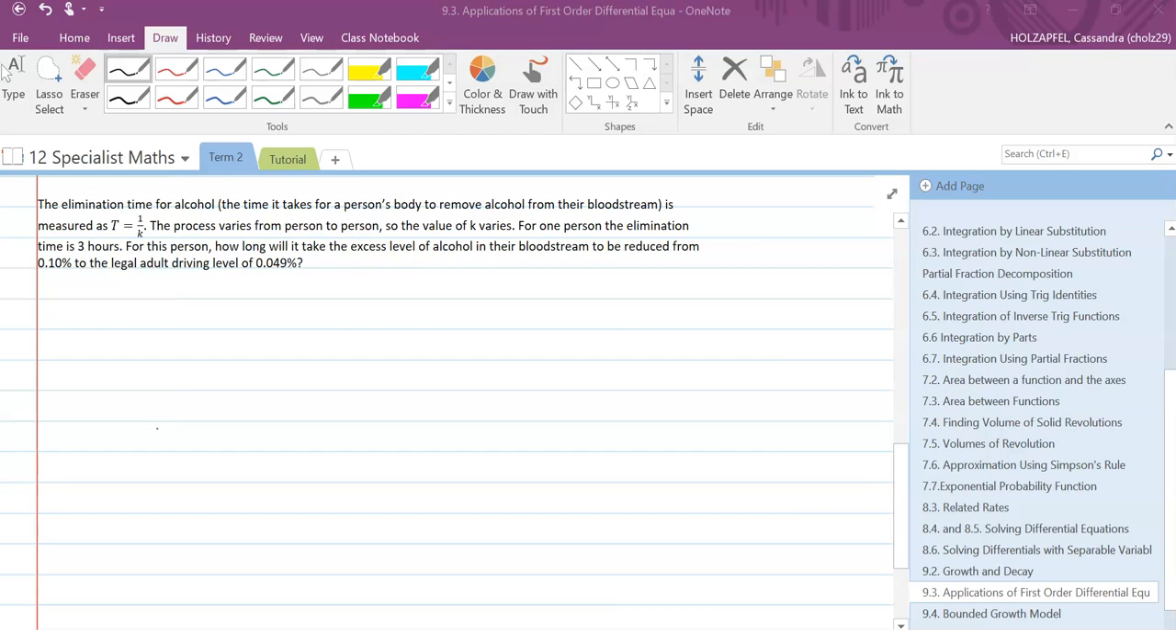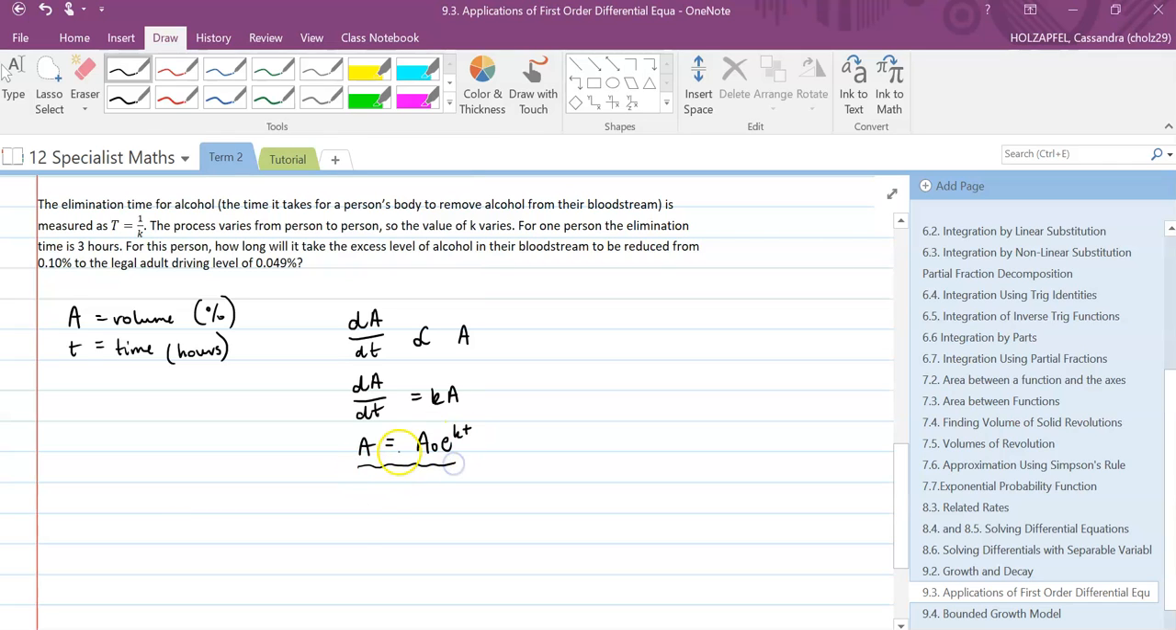So this doesn't necessarily sound like an application of a first order differential equation, but let's say A is the volume of alcohol in the body, and T is the amount of time in hours that it takes to remove that, and this volume, by the way, is as a percentage. Then the change in the percentage of alcohol in your body over time is proportional to the current percentage of alcohol in your body. And so this is indeed a first order differential equation.